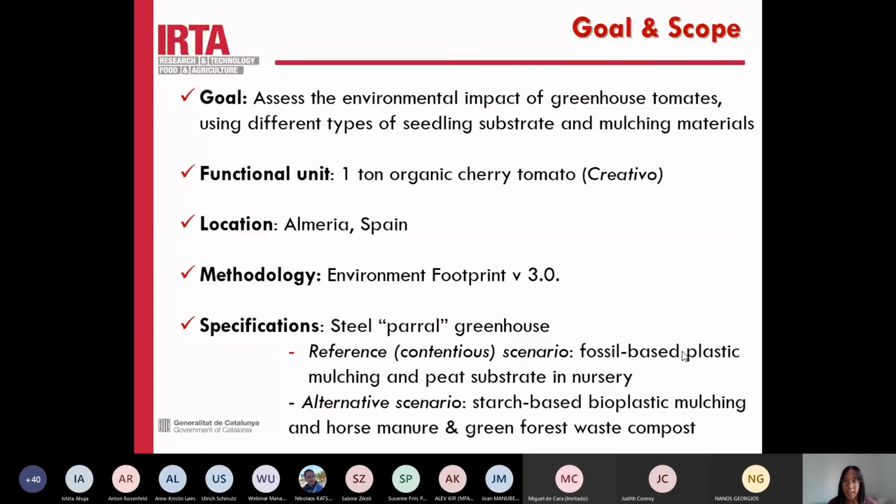As for the specifications, the tomatoes were grown, as Miguel said, in a steel parallel greenhouse, and we compared two scenarios. One is the reference or contentious scenario, where we used fossil-based plastic mulching and peat substrate. The alternative scenario is a potato starch-based bioplastic mulching supplied by Christina and her team in Poland. And for the substrate, horse manure and green forest waste compost supplied by Rafaela and her team at IRTA.